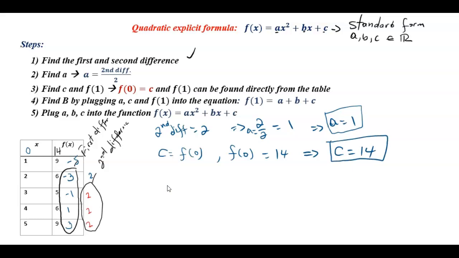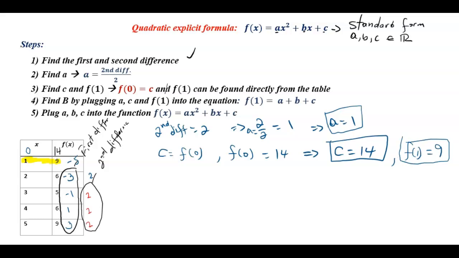Now that I have C and A, we need to find B. All right, the next step is to find B. To find B, we also need the value of f of 1. So what is the value of f of 1? f of 1 is straight on the table, that's when x is equal to 1. That's this right here. So f of 1 is equal to 9. We also need that piece, so that's important.